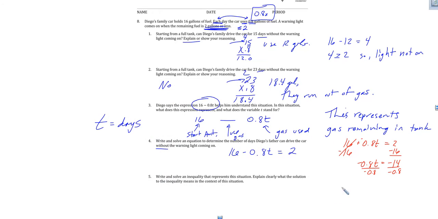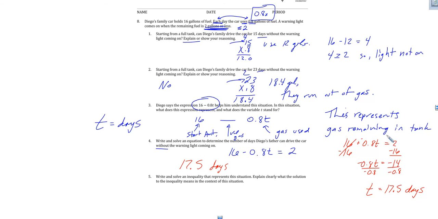How do I know it's days? Because that's what we just solved for. T represents days. So in 17.5 days of driving, that's a little over a fortnight, 2 weeks, that light's going to come on. All right, so that's what we've solved for. In 17.5 days, the light's going to come on. So you can drive it for that long without the light coming on. Then when you hit that half day, boom, there it goes. So our answer there is 17.5 days.